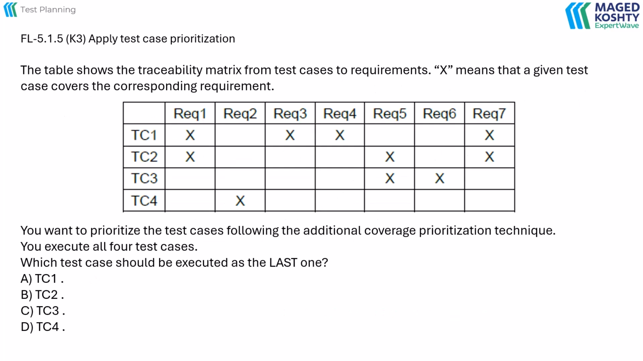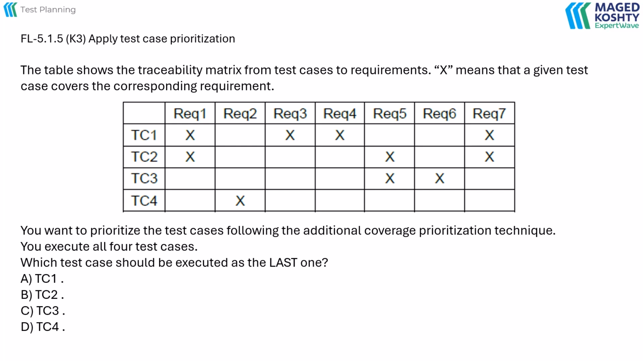Q4. The table shows the traceability matrix from test cases to requirements. X means that a given test case covers the corresponding requirement. You want to prioritize the test cases following the additional coverage prioritization technique. You execute all 4 test cases. Which test case should be executed as the last one?